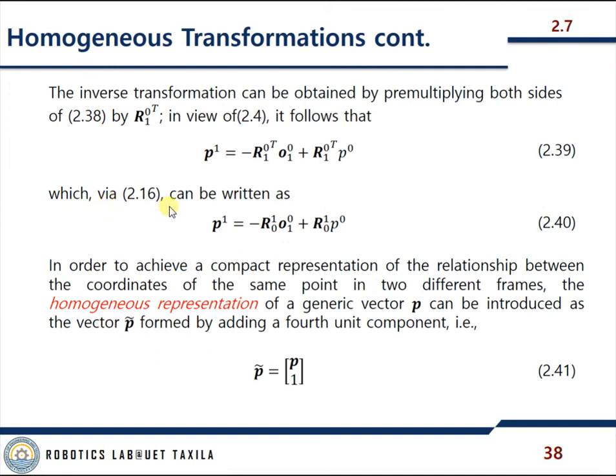So equation 2.16 can be written as this. In order to achieve a compact representation of the relationship between the coordinates of the same point in two different frames, the homogeneous representation of a generic vector P can be introduced as the vector P tilde, formed by adding a fourth unit component, just this one. It is easy to do that, and we can represent translation motion and rotation motion.